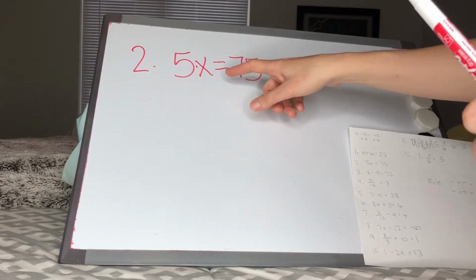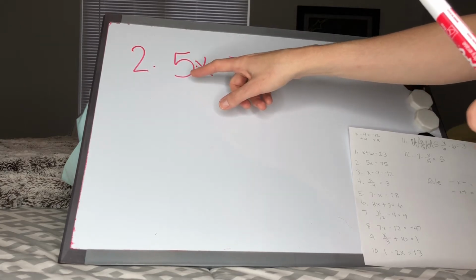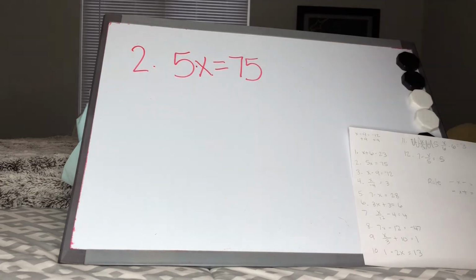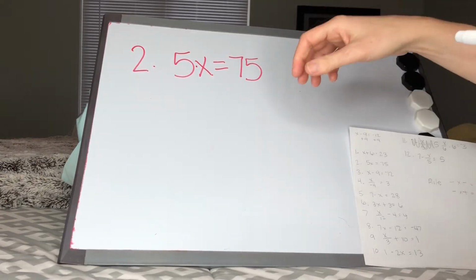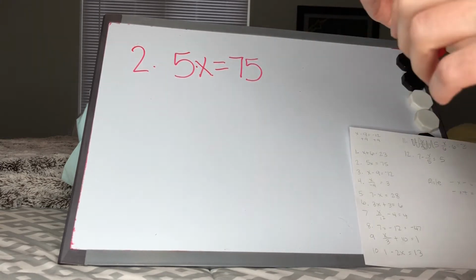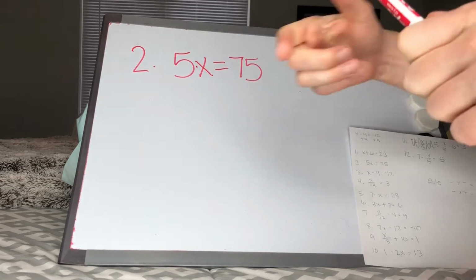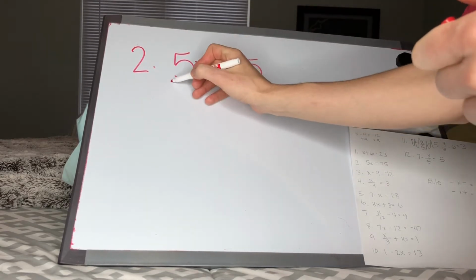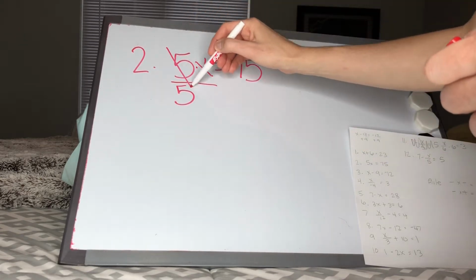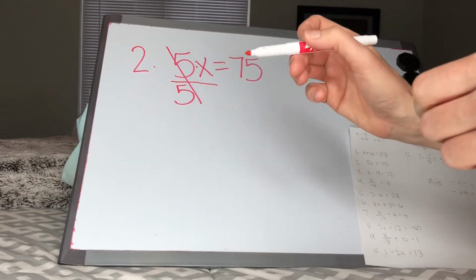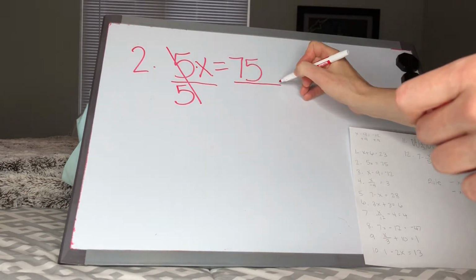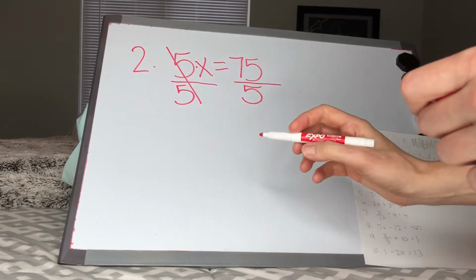So we need to do the opposite on here. So this is times, so we need to do the opposite. The opposite of times is divide. So we need to divide the 5 on this side, and that is going to wipe it out. Now again, remember, we have to do the same that we do on this side, we have to do on this side. So we're going to take it over here and divide the 5.